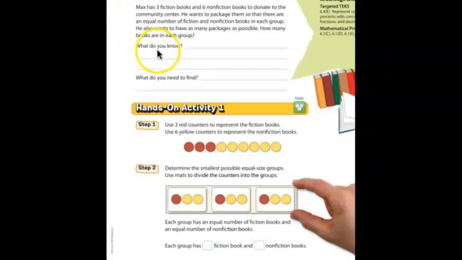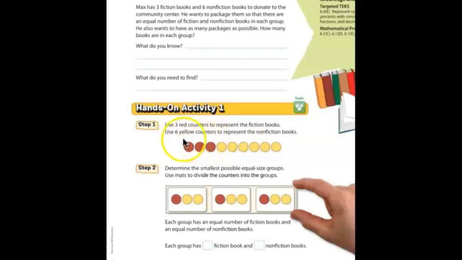So what do you know? We know he has what? How many fiction books does he have? Go and answer that. Yes, he has 3 fiction books. And what else do we know? How many nonfiction books does he have? Answer that question for me. He has 6 nonfiction books. So what do we need to find? We need to find the ratio.